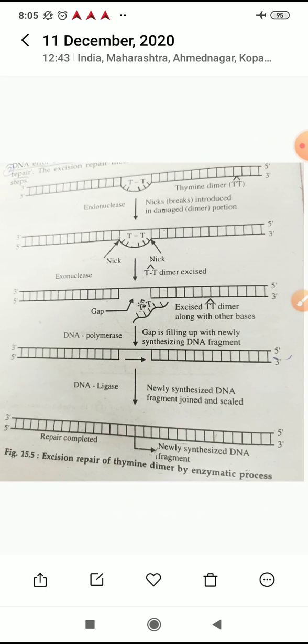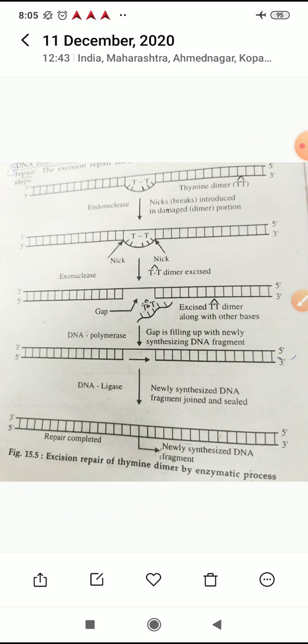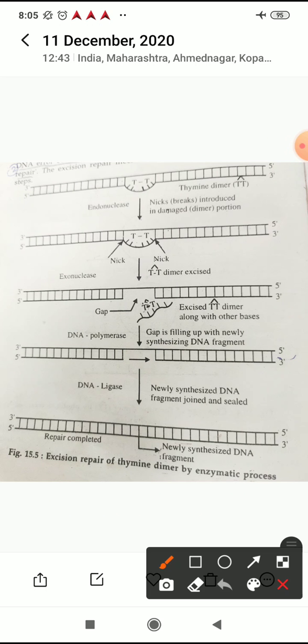Next to that, we will go towards the third method of DNA repair, and that is excision repair. So this excision repair is diagrammatically represented over here.